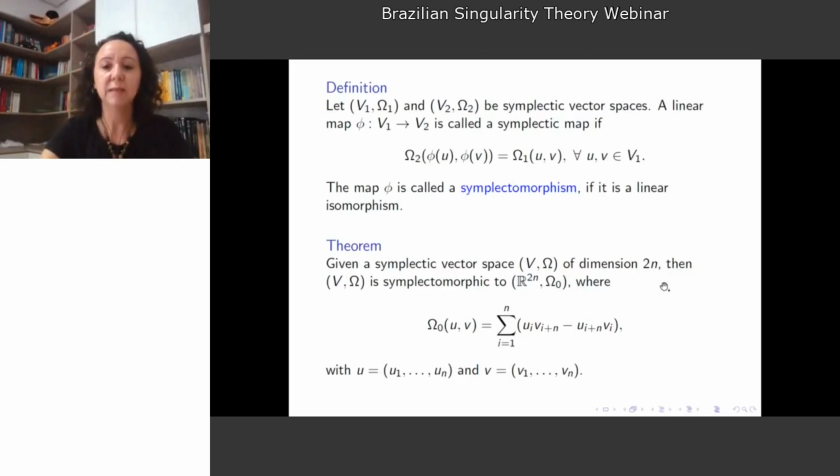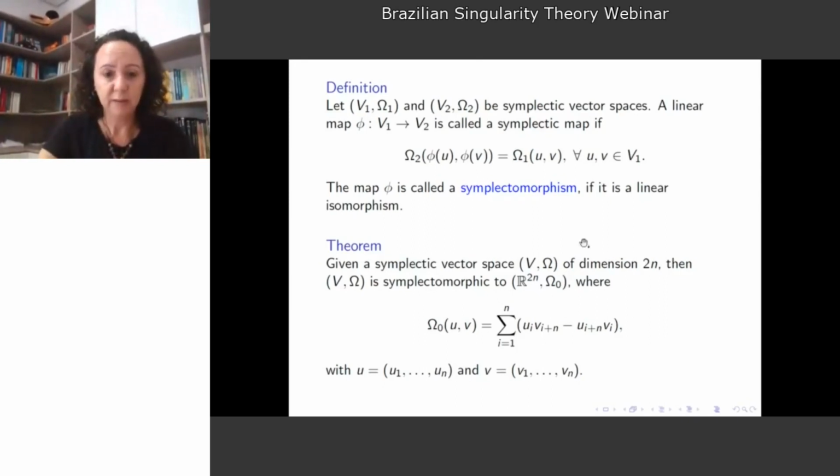So when we study symplectic vector spaces, it's possible to prove that any symplectic vector space of dimension 2n is symplectomorphic to the canonical symplectic space R2n with omega 0, where omega 0 is exactly the bilinear form that we defined before. So with respect to the symplectomorphism approach, you don't have anything else special. All symplectic vector spaces are symplectomorphic to this classical R2n, omega 0.